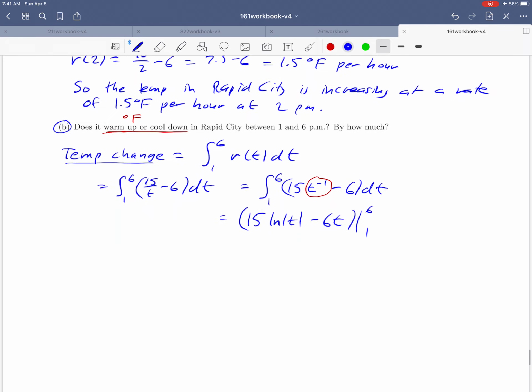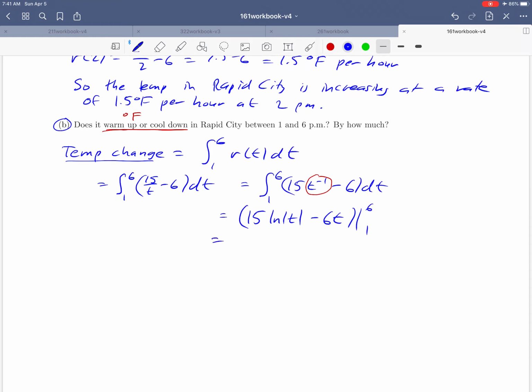We're going to evaluate that between 1 and 6. If we substitute in the upper limit, we get 15 ln of 6 minus 6 times 6, which is 36. Then if we plug in 1, we get 15 ln of 1 minus 6 times 1, which is 6. You might remember from algebra that the natural log of 1 is 0. If you don't remember that, you could type it into your calculator and it will tell you that it's 0. So what we're left with is 15 ln of 6 minus 36 minus a negative 6, which is a plus 6.